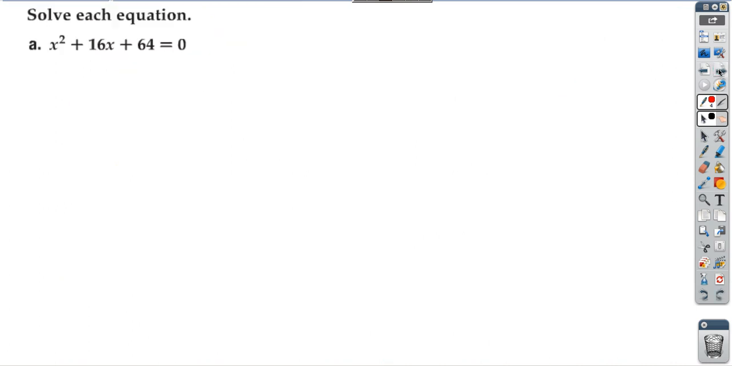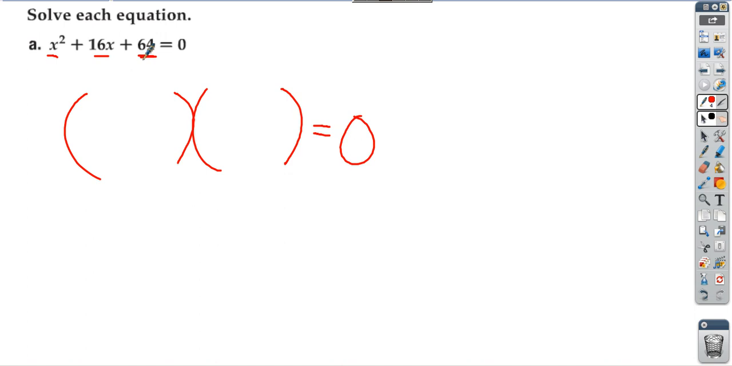Okay, that was the first type of factoring. The second type of factoring is what's called factoring a trinomial, and that's a trinomial right there. Tri means 3, so it has 3 terms: x squared, 16x, and 64. And so here's how we do this. We ask ourselves, what numbers multiply to 64 and add to 16? And you may not know off the top of your head.